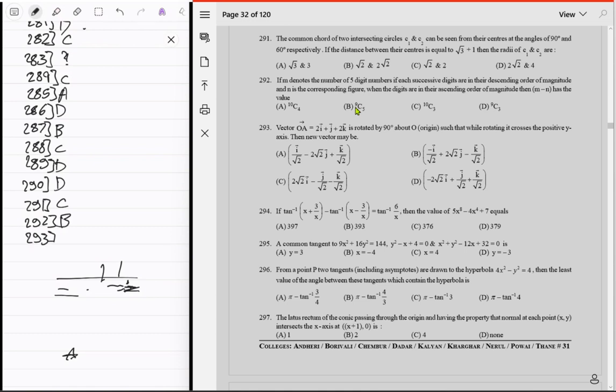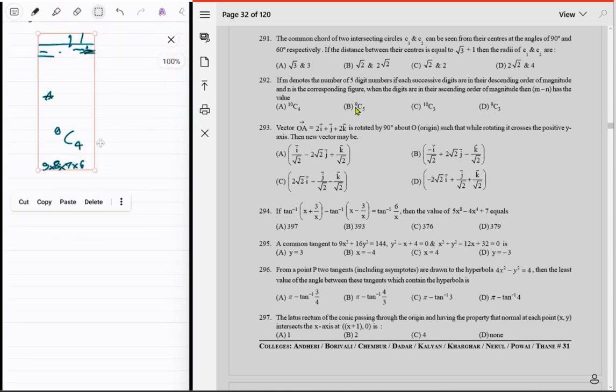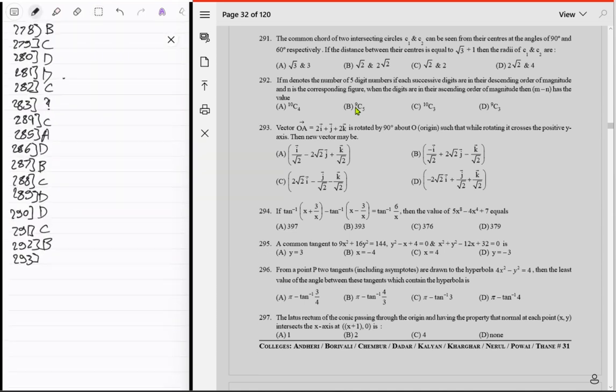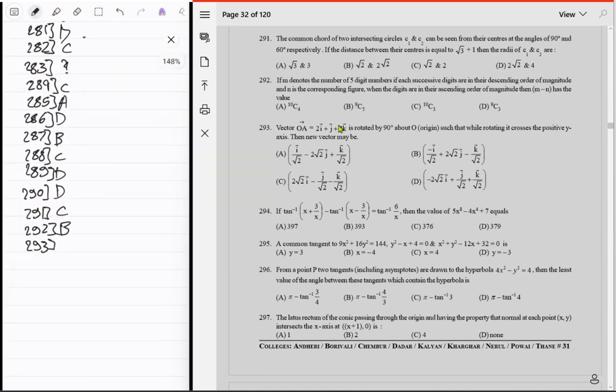293. Vector OA is equal to this thing, rotated by 90 degrees about the origin such that while rotating, it crosses the positive y-axis. A new vector maybe. You rotated a vector about the origin by 90 degrees, so that while rotating it crosses the positive y-axis. Positive y-axis. Wait, what?